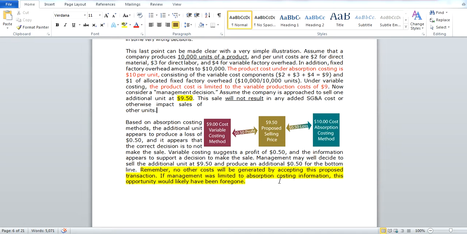If management was limited only to the absorption costing information, this opportunity would have likely been foregone. So there's a couple of points in there that, hopefully, will resonate and stick with you. Okay? So the first thing in this very last line: if a company only produces information using the absorption costing information, you could potentially be losing money.